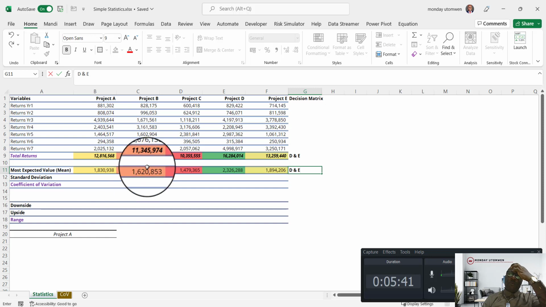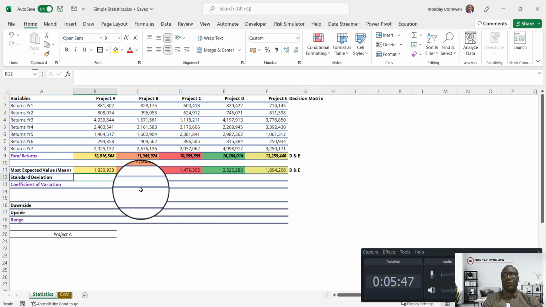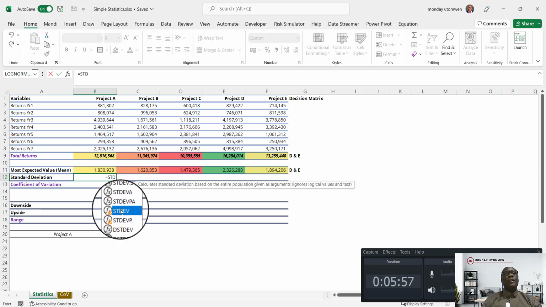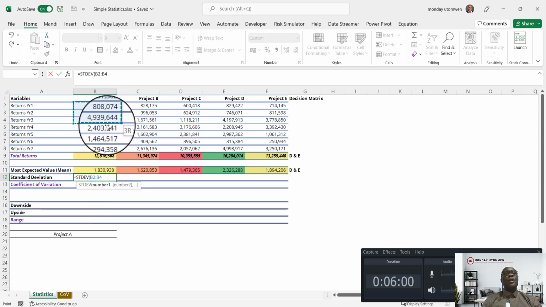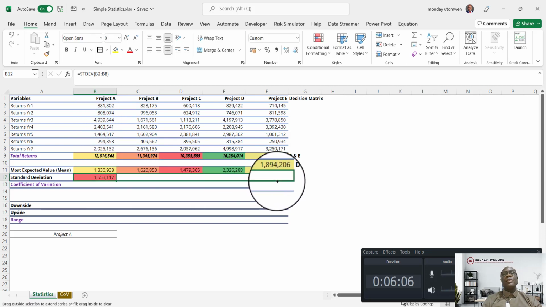Okay, so how volatile are these returns in terms of dispersion or spread? So we introduce the standard deviation, which is a measure of volatility. Okay, so which is a measure of volatility, the standard deviation. You can see we are using just simple Excel. We are not bringing in any additional software.